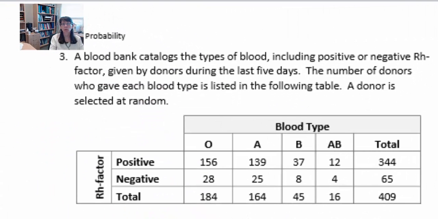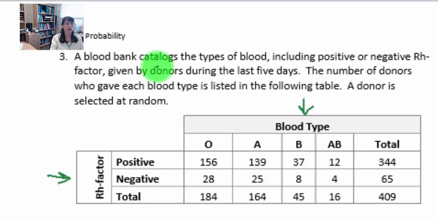In today's example, we'll be using the two-way table. With the two-way table, responses are classified with two variables. So our first variable is blood type, and our other variable is Rh factor. So that's why this table is called a two-way table.